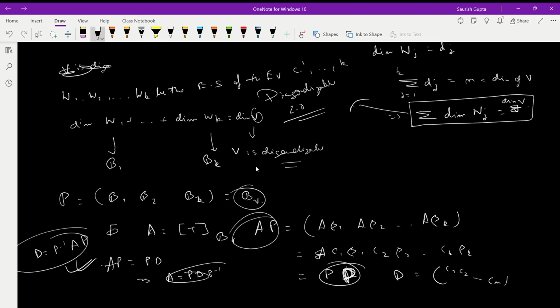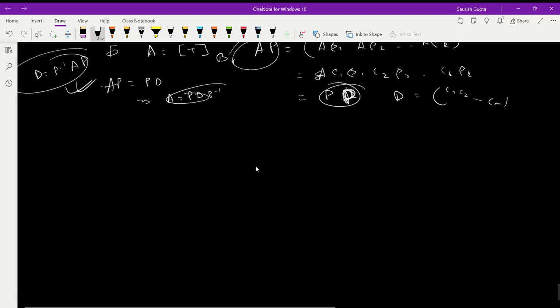So you get the form AP equals PD, which implies A can be written as P D P inverse, or rather the general notation is D can be written as P inverse A P. That's a topic of some other lecture. We will be concerned about that in some later video. Okay, so let's come to the concept of an annihilating polynomial.